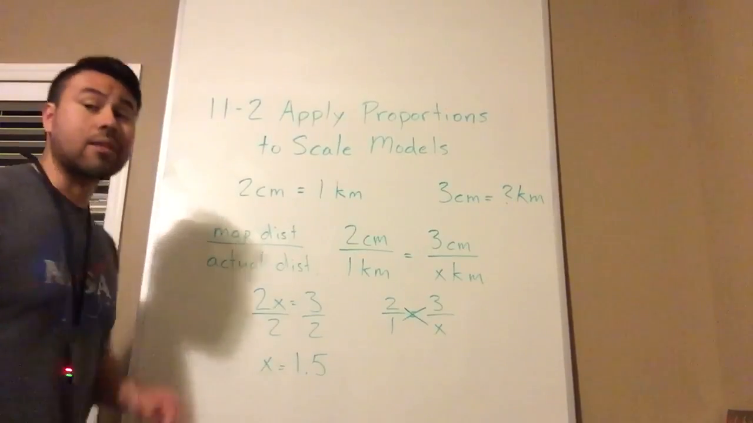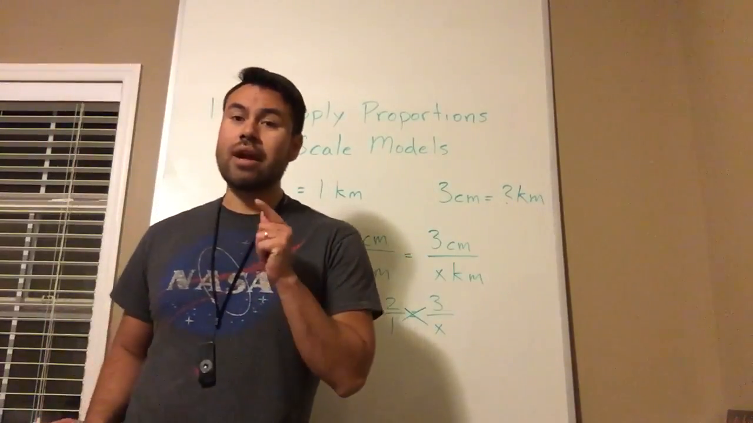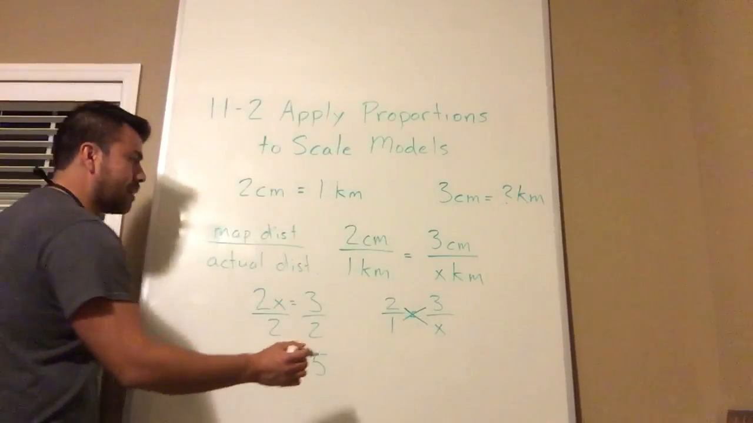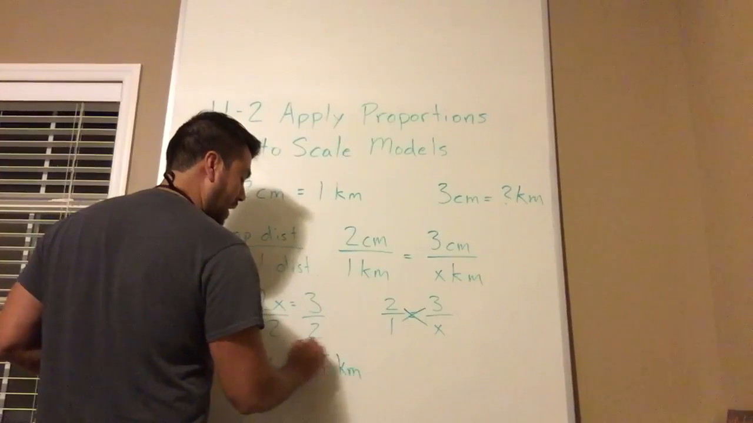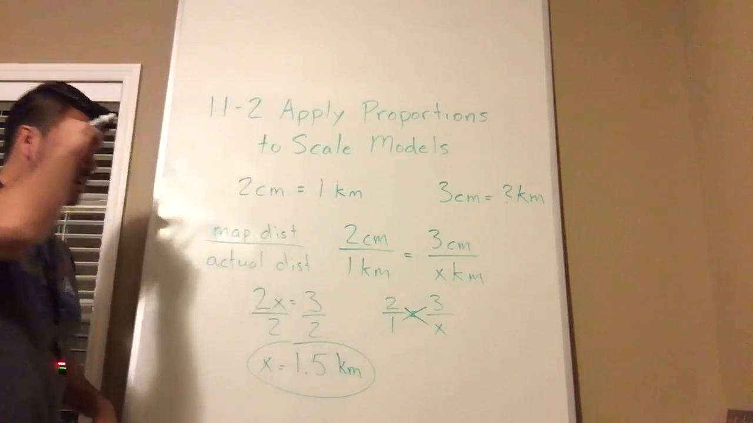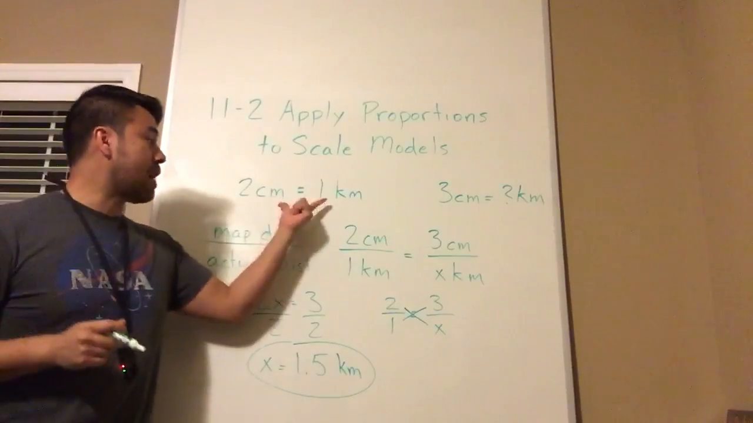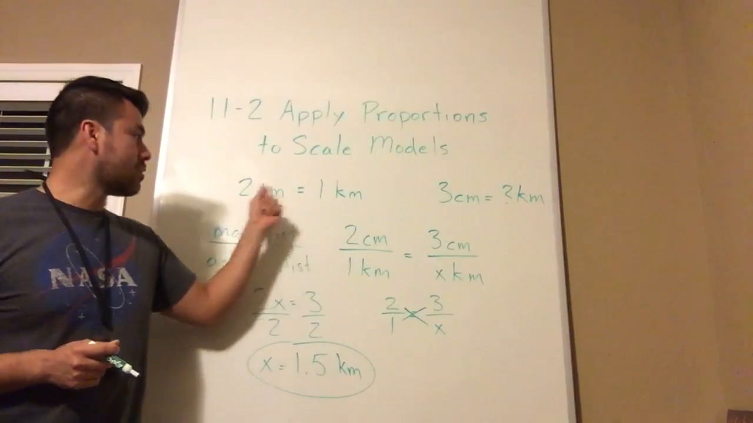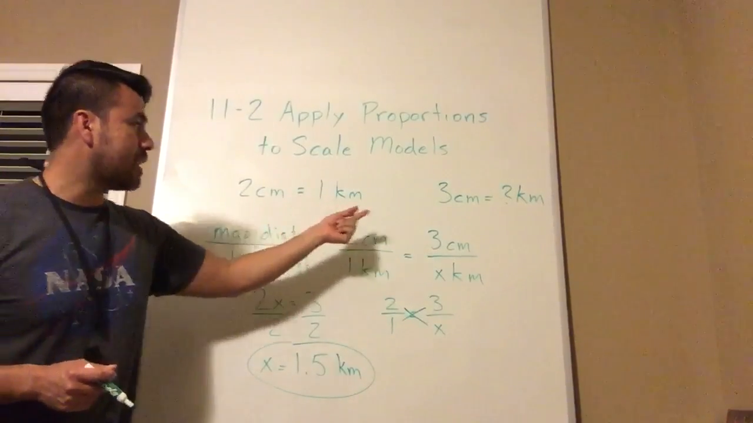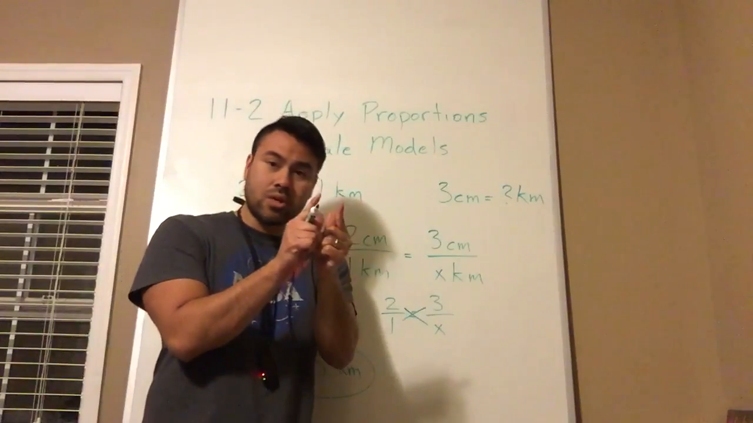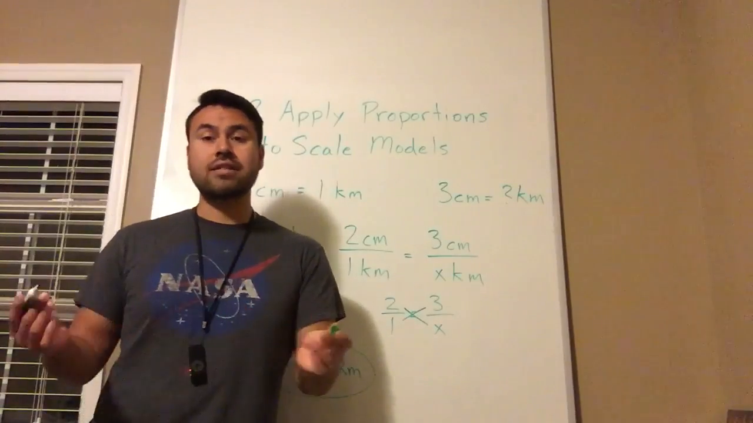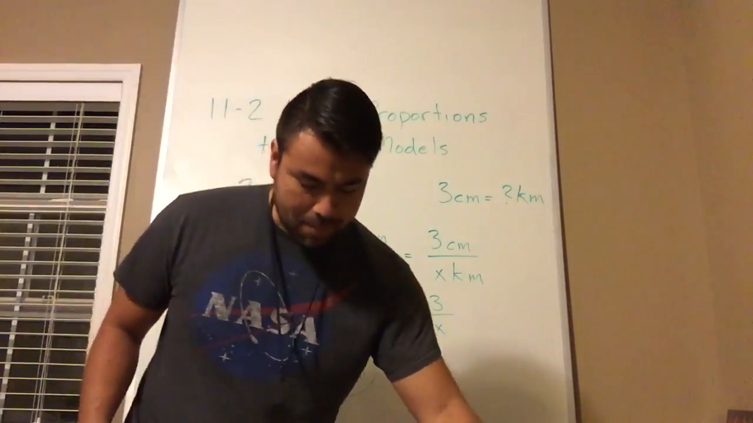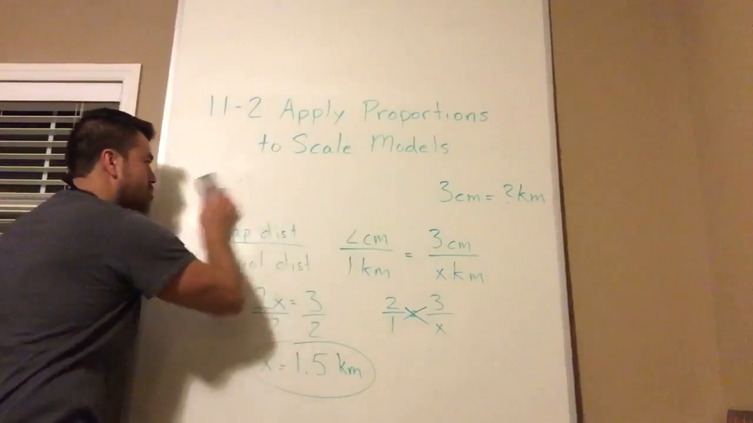1.5. Now please make sure that you get the right unit because I'm not talking about centimeters, I'm talking about kilometers. I'm talking about the actual distance here. So on this map that has this scale, 2 centimeters is 1 kilometer, if I measure 3 centimeters, that's representing 1.5 kilometers. So that's dealing with that map type of problem. And then they'll give you some actual information.